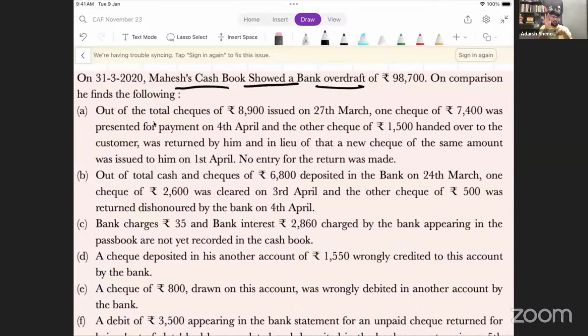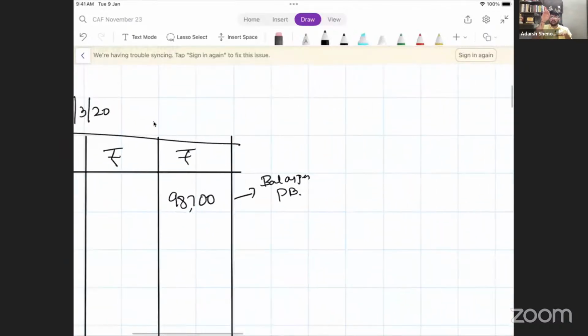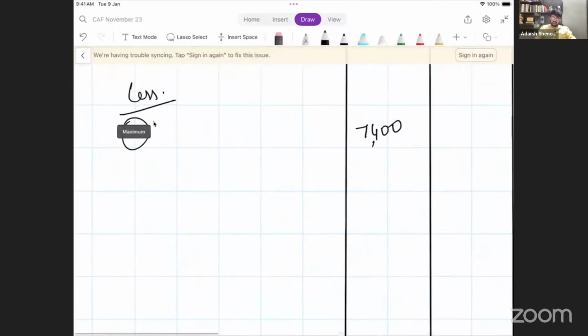So this is how we stand. The passbook balance is more. The cash book balance is less. I hope everyone is following. So the cash book balance is less. The passbook balance is more. Now my starting point is what? My starting point is passbook. So I will less this 1500.